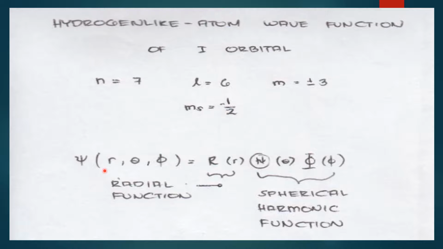and negative 3, and spin quantum number ms of negative 1/2. So the formula we are going to use is psi as a function of r, theta, and phi is equal to R, which is our radial function, and theta times phi, which is our spherical harmonic function.